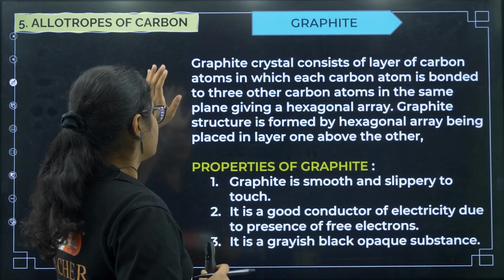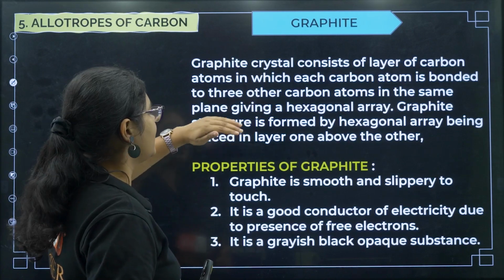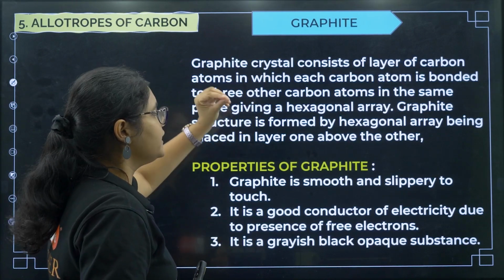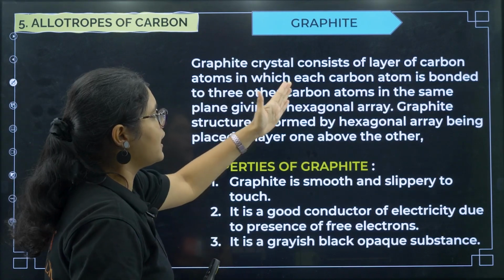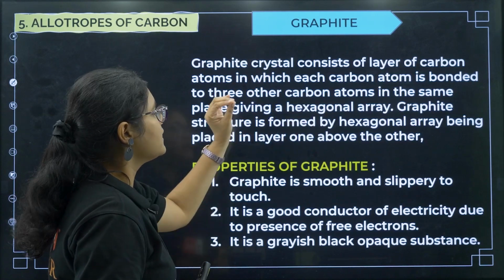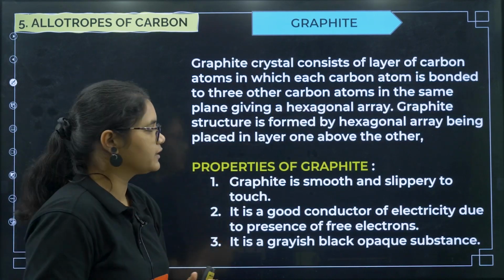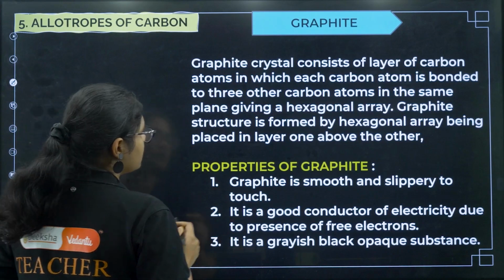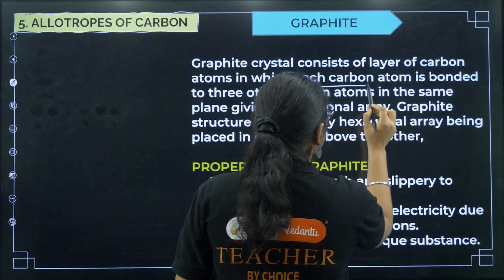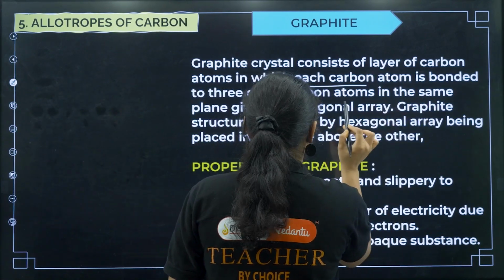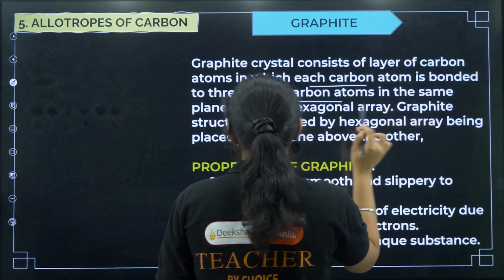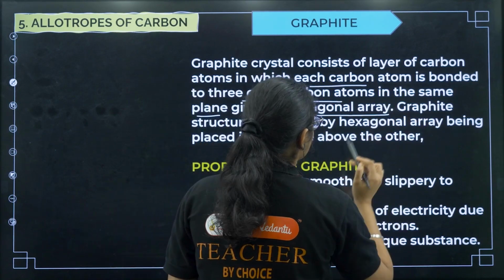Next, coming to graphite. Graphite crystal consists of a layer of carbon atoms in which each carbon atom is bonded to 3 other carbon atoms in the plane, giving a hexagonal array. This is a very important point. Each carbon atom is bonded to 3 other carbon atoms in the same plane, giving a hexagonal array.